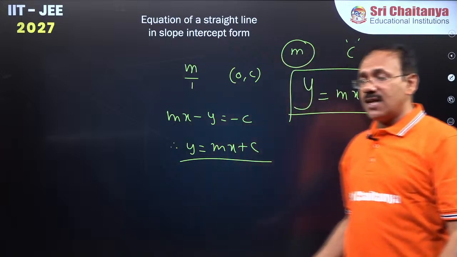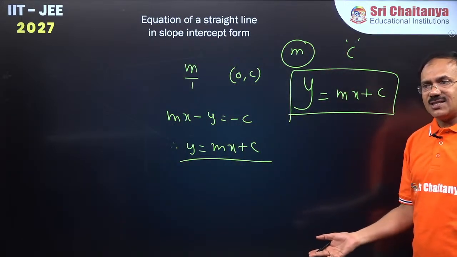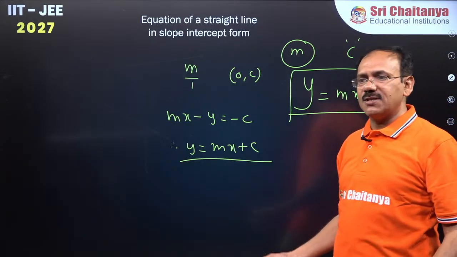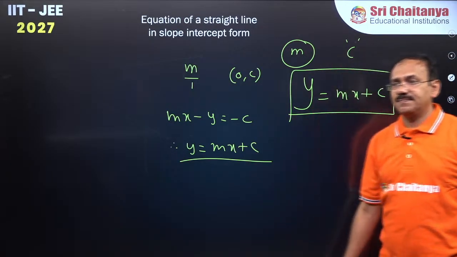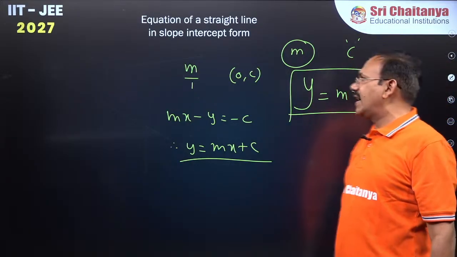So, slope is given, y-intercept is given. Can't you find the equation of the line, guys? It is very simple. Slope is m by 1, y-intercept is c. Clear, everyone? Clear? It's very easy, guys.